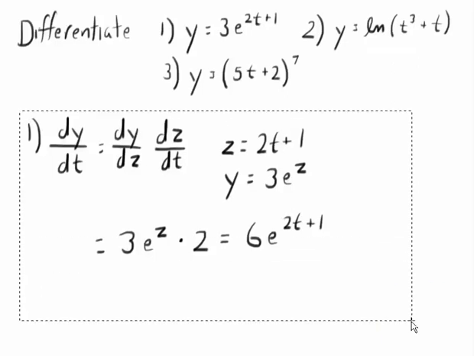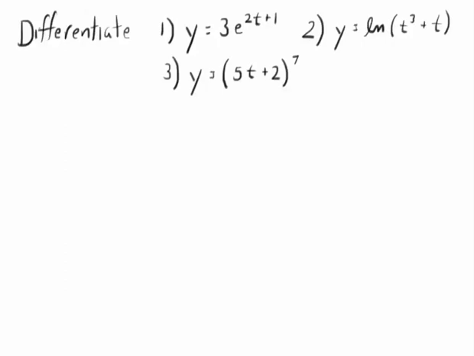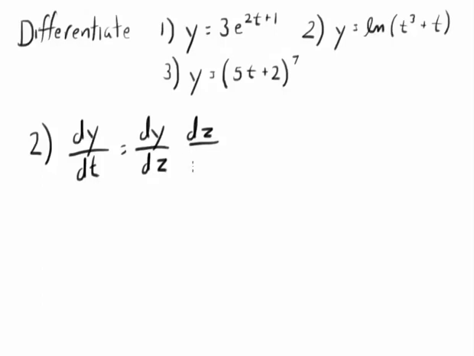So let me get rid of this stuff. Let's do number 2. Again, I'll write down the chain rule. If you need help remembering the chain rule, just think of these two pieces of the derivative canceling out. So you're left with dy dt. I'm working on number 2. I need an inside function. Best thing to use is the stuff inside the parentheses. That means that y is going to be the natural log of z.